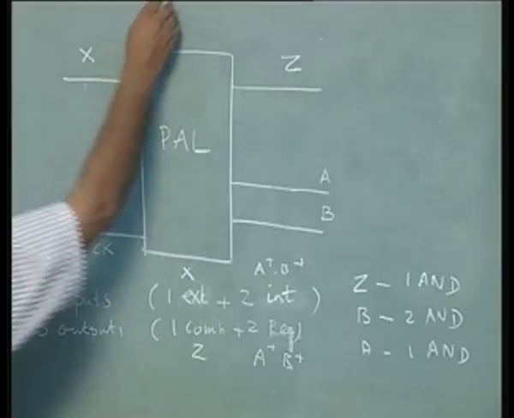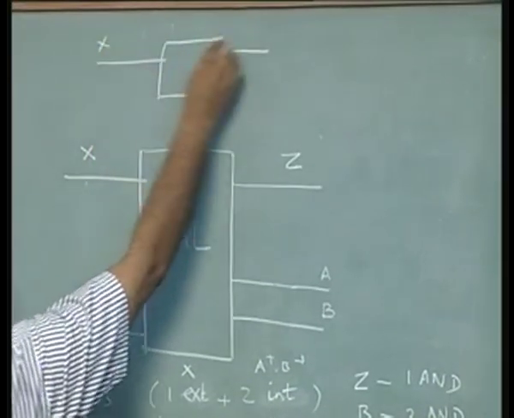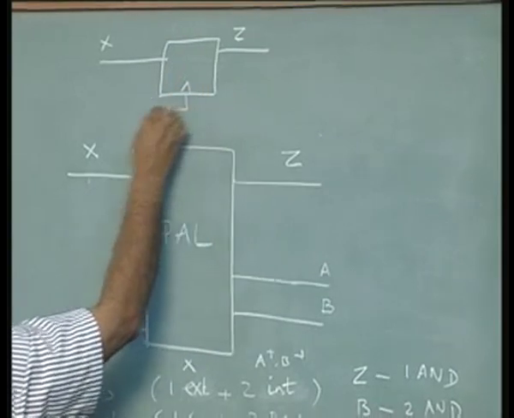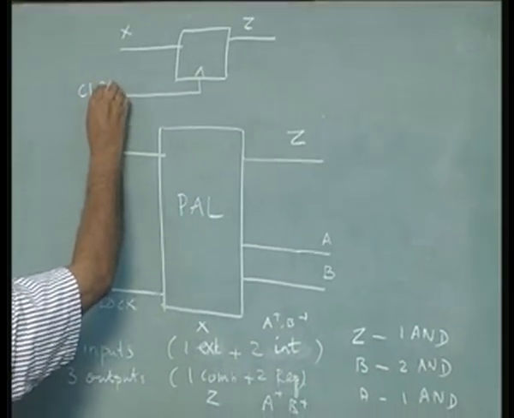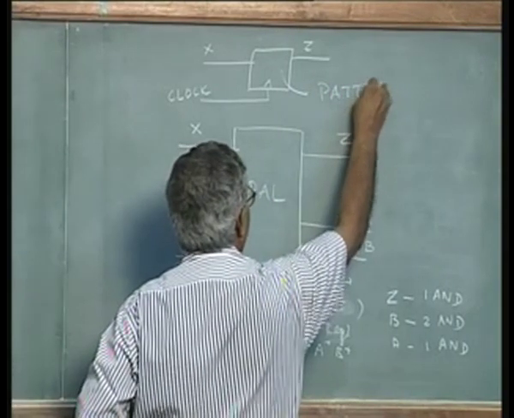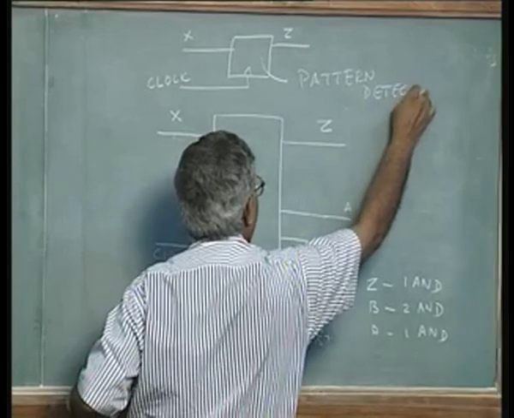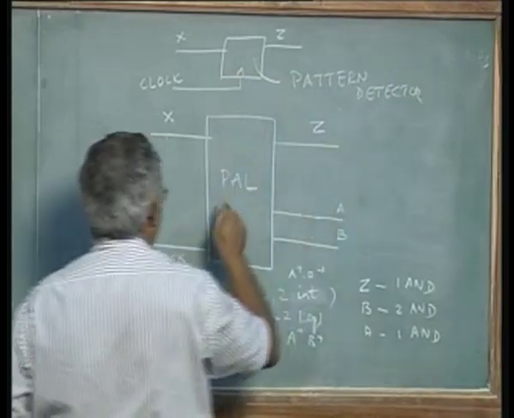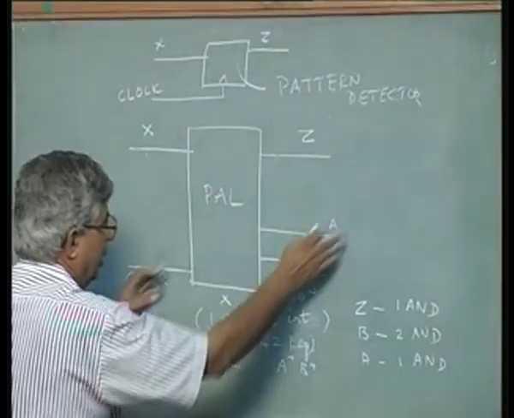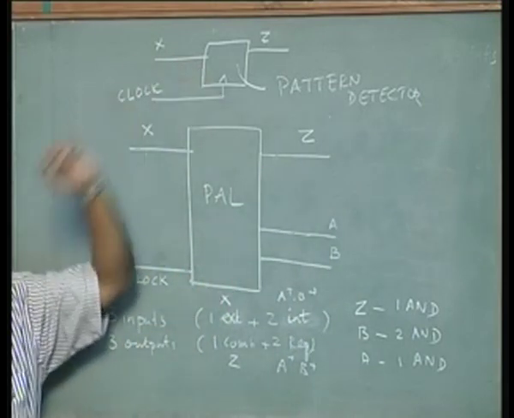My black box is again here. This is my input, output, clock. This is my original circuit. This is my pattern detector. And I need one input, one output and one clock. These are not used. One single IC, the whole system.